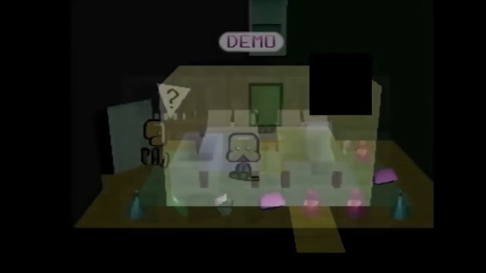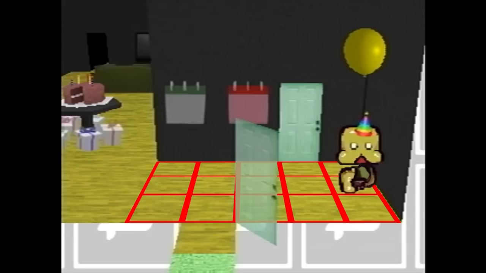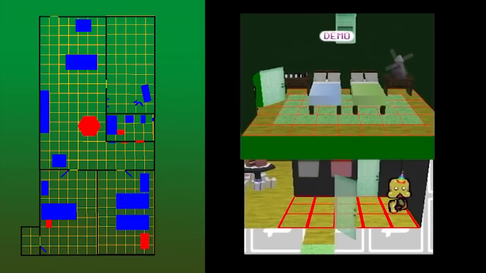However, there is another explanation. The bathroom door could be closed, like it was during Care's birthday party, in which case the path the player takes could look like this.